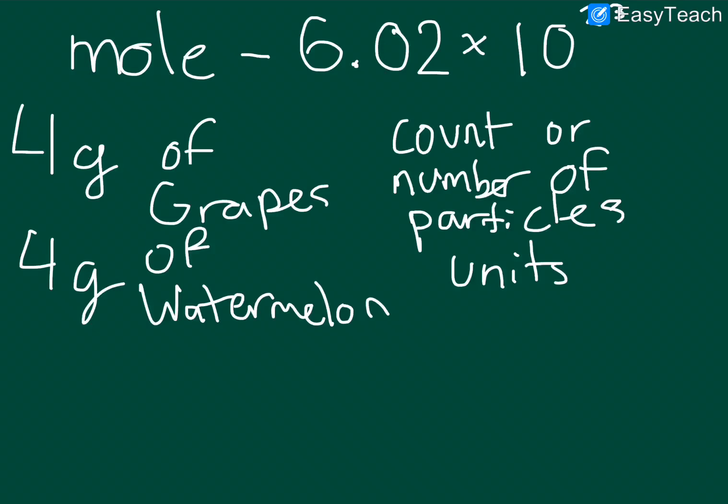It's just a count. It is just like a dozen. A dozen means 12. Similarly, a mole means 6.02 times 10 to the 23. And in upcoming videos, after I explain more about atoms and the atomic mass unit, moles will make a lot more sense. So now I'm going to talk about unit conversions in chemistry.